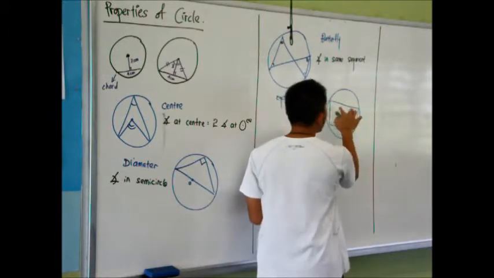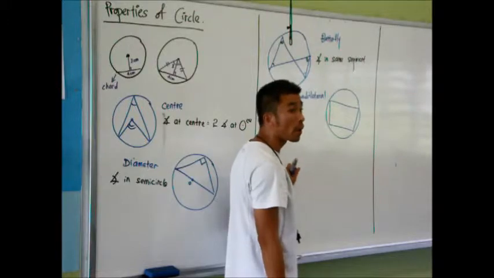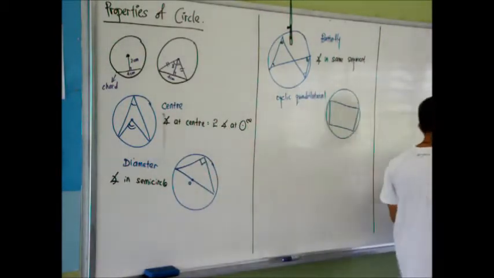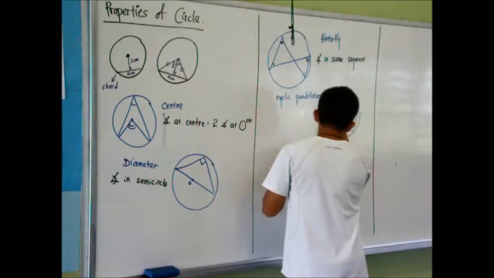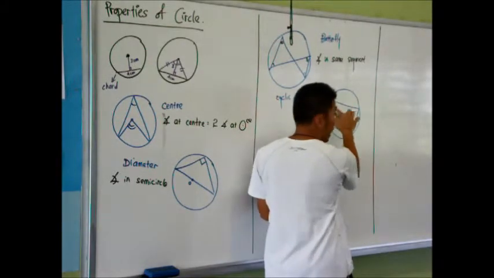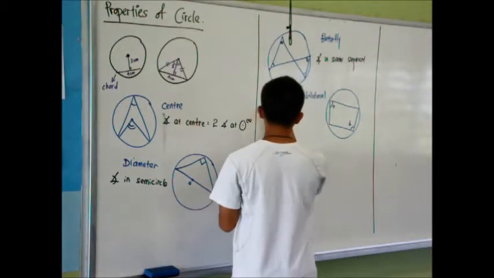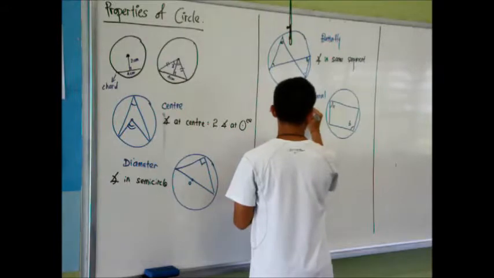But what if one of the sides touches the center? Is it counted? No. All four corners must be touching the circumference. Then, what will the property tell us? The opposite angles. Opposite, it cannot be alternate, next to it. Opposite angle. Let's say this is A, this is B. Angle A plus angle B will sum up to 180.